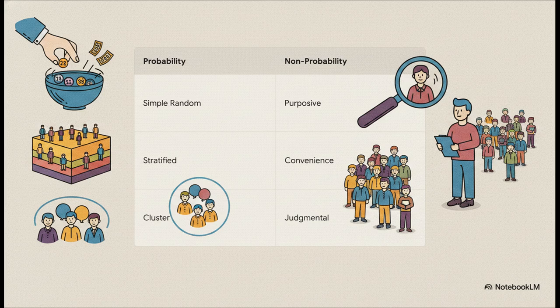On the flip side, we have non-probability sampling. If you use purposive, also known as judgmental sampling, or if you simply survey your own batchmates out of convenience, you carry a very high chance of bias. Knowing this distinction is absolutely crucial to avoid losing easy marks.